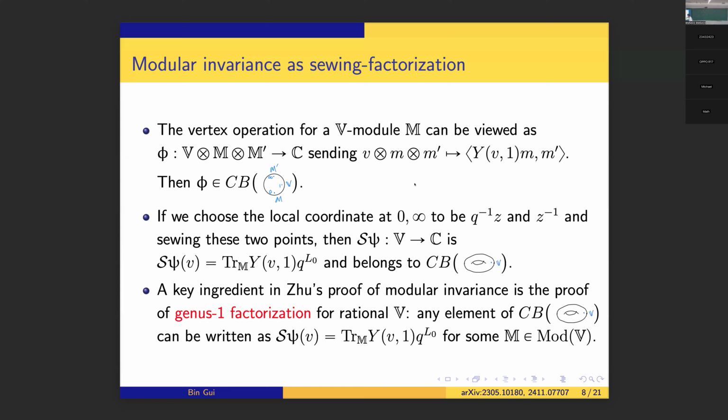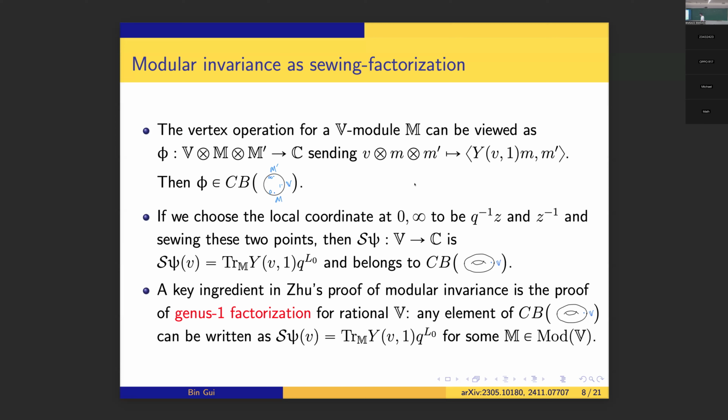But you notice that there is a q here. What is q? The role played by q is that the complex structure of your torus depends on how you choose the local coordinates. If you scale the local coordinates at one point by some complex variable q, then the complex structure of the torus will rely on this q. So you have this q to the power L zero, which accounts for the certain kinds of change of coordinates. This is not a very important thing for my talk today.